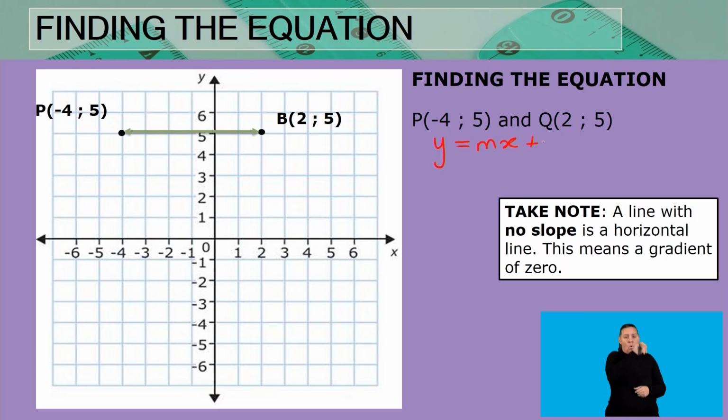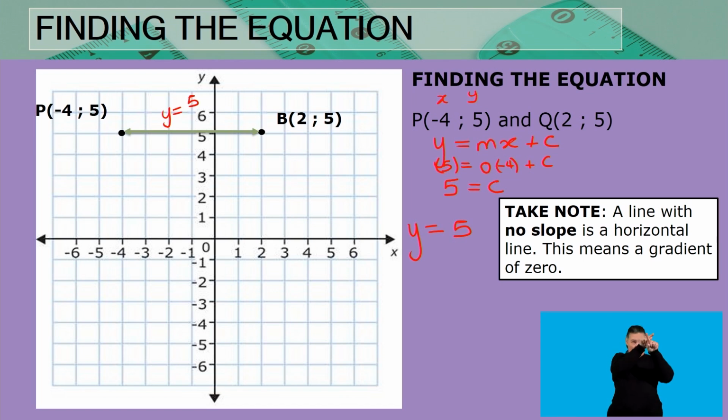So y equals mx plus c. We already know that the gradient is 0. We need to substitute a value for x and y. Now we can take either point P or point Q. Let's take point P. So that is x and that is y. So for point P, the y value is 5. The x value is negative 4. Now 0 multiplied by negative 4 is 0. That leaves us with c and 5. So what is the equation of this line? y equals 5. And if you look at the line, it is passing where y equals 5. So that will be the equation for that line.